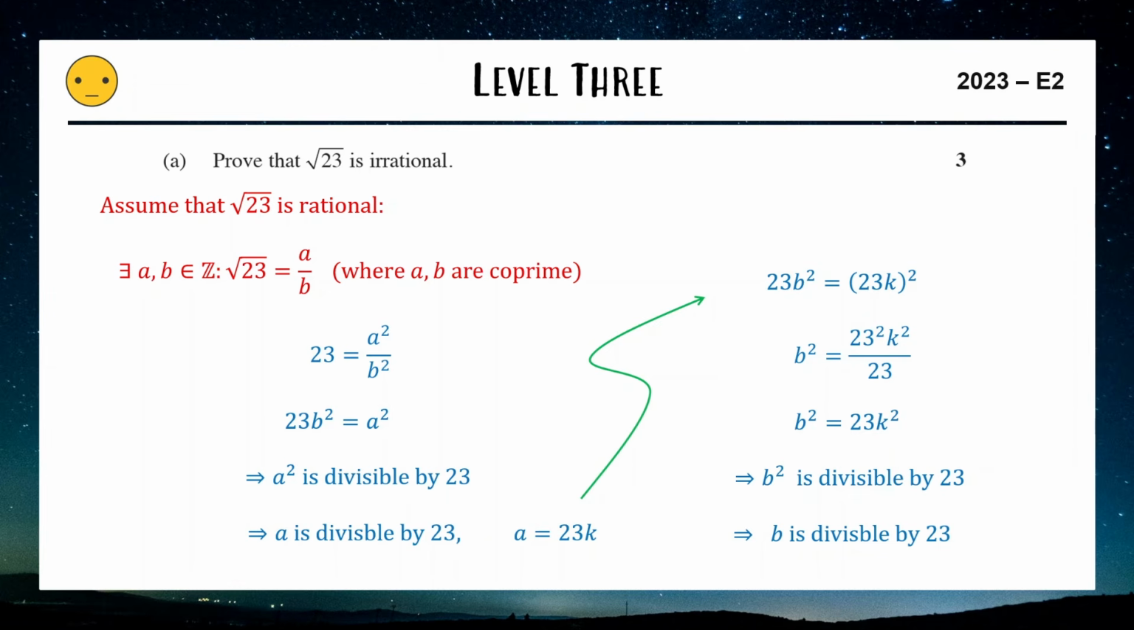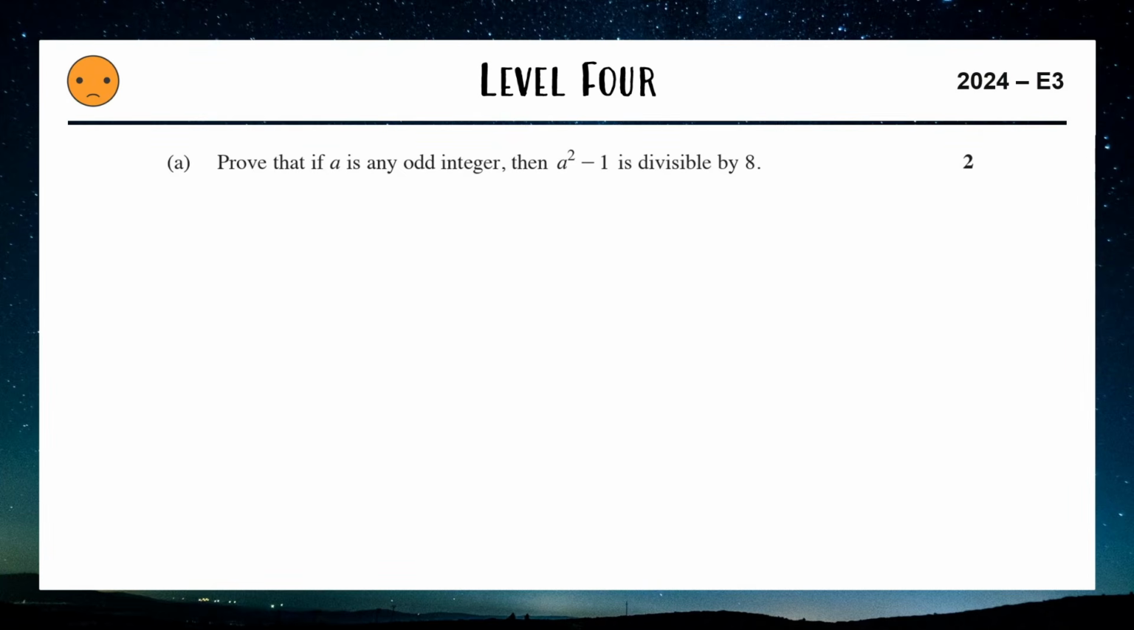Okay, that's the fun half done. That's levels 1, 2, and 3. Now into the more spicy section up to level 4. We have a question from the recent 2024 exam. We have a 2-mark question. Prove that if a is any odd integer, then a squared minus 1 is divisible by 8. Okay, let's take a breath, do some stretches, and get into it.